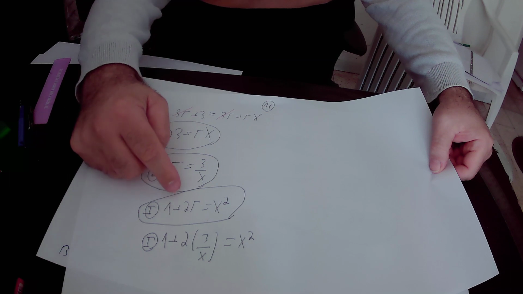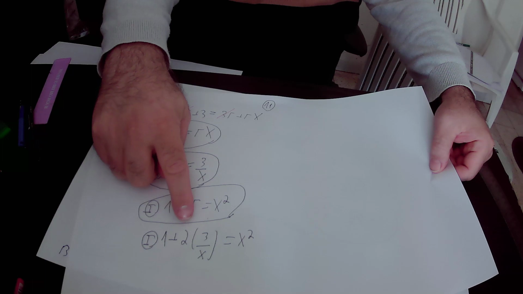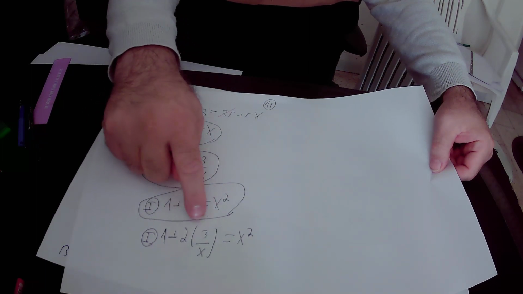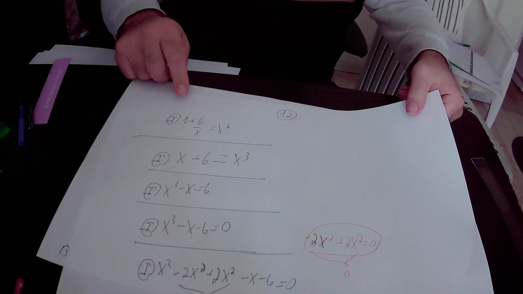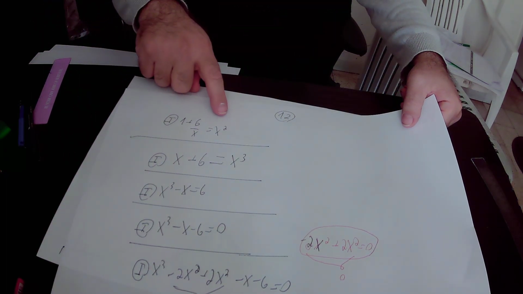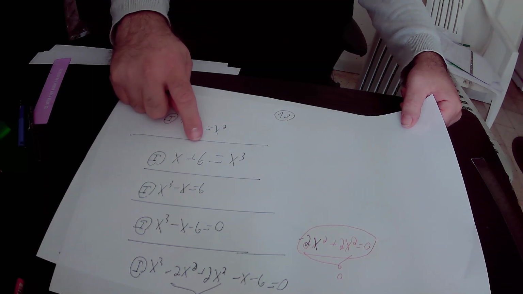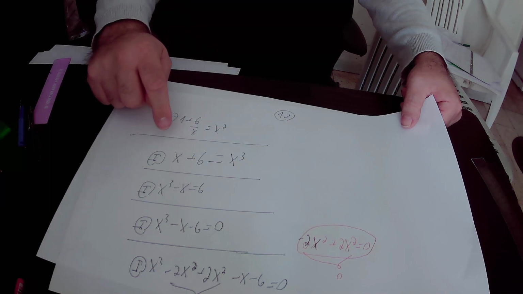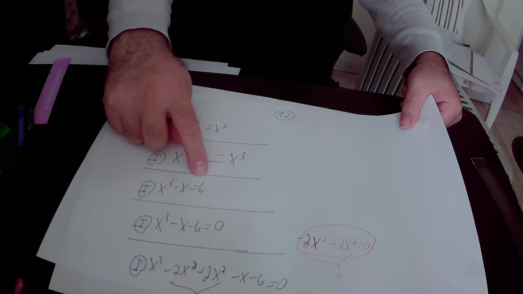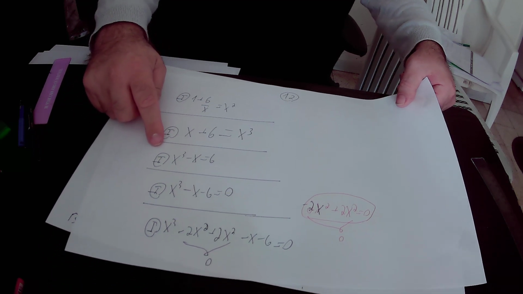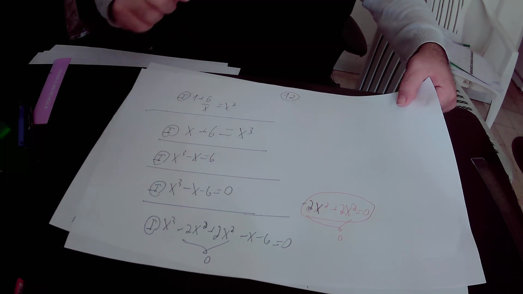So we substituted R by 3 over X, and we got this equation: 1 plus 2 times 3 over X equals X squared. 2 times 3 is 6, and we got this equation that 1 plus 6 over X equals X squared. We multiplied equation number 1 by X, and we got that X plus 6 equals X cubed. Here we subtracted X from equation number 1, and we got that X cubed minus X minus 6 equals 0.